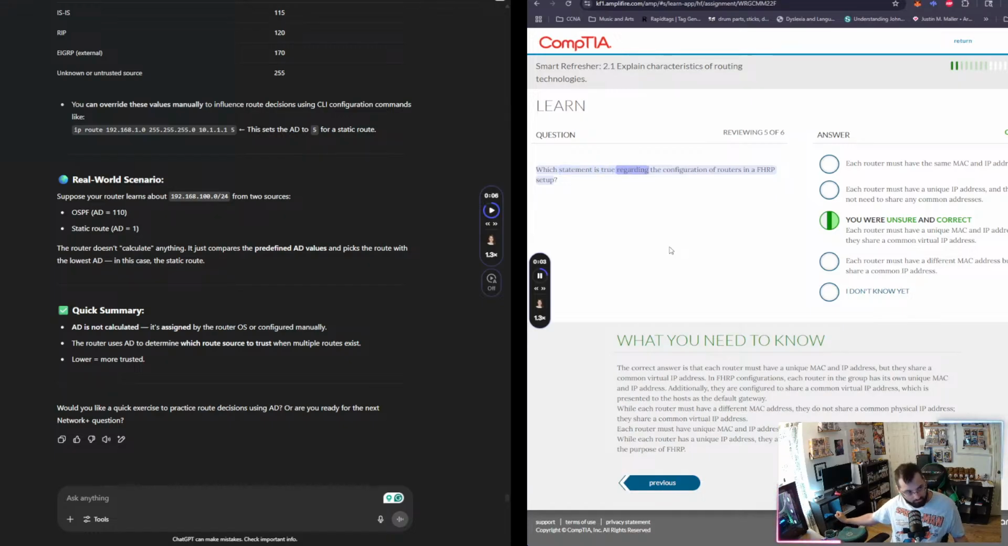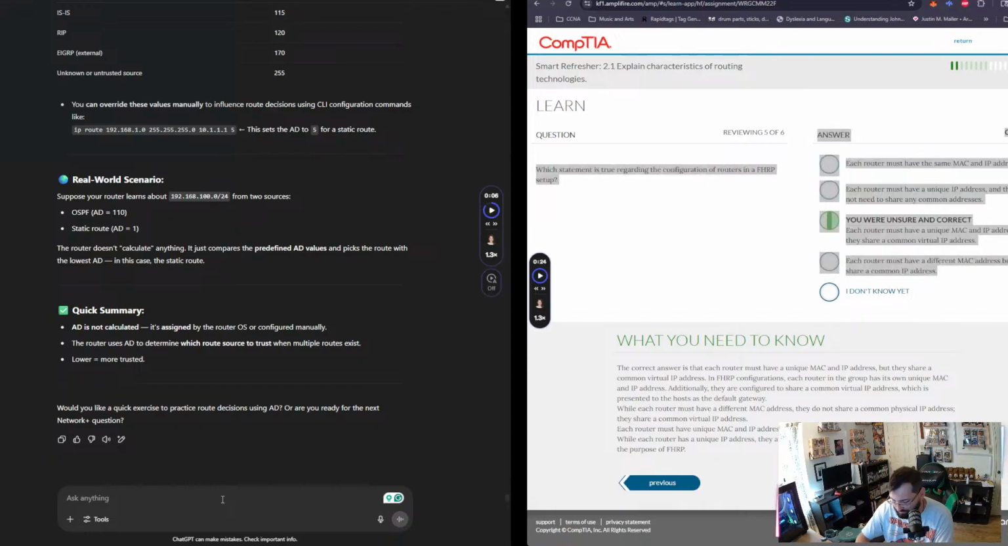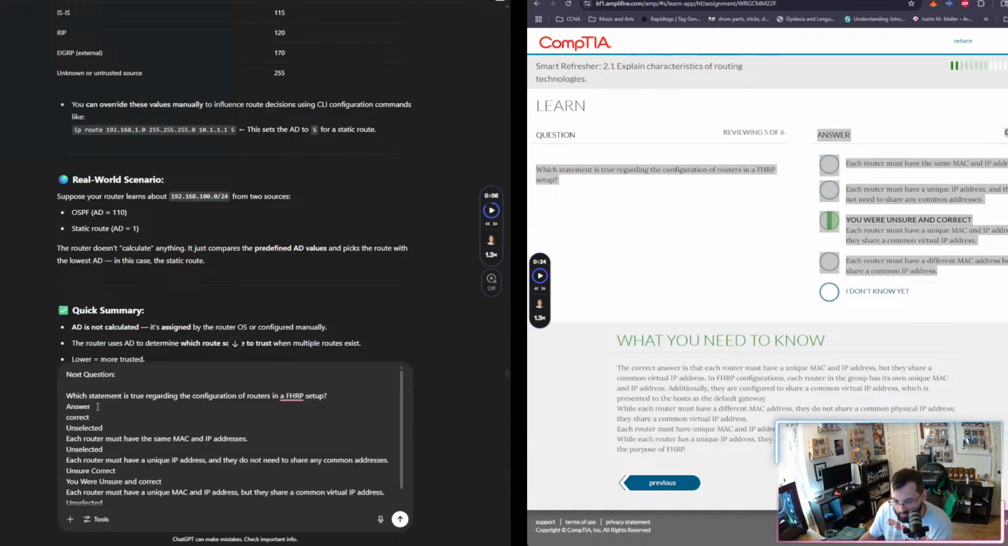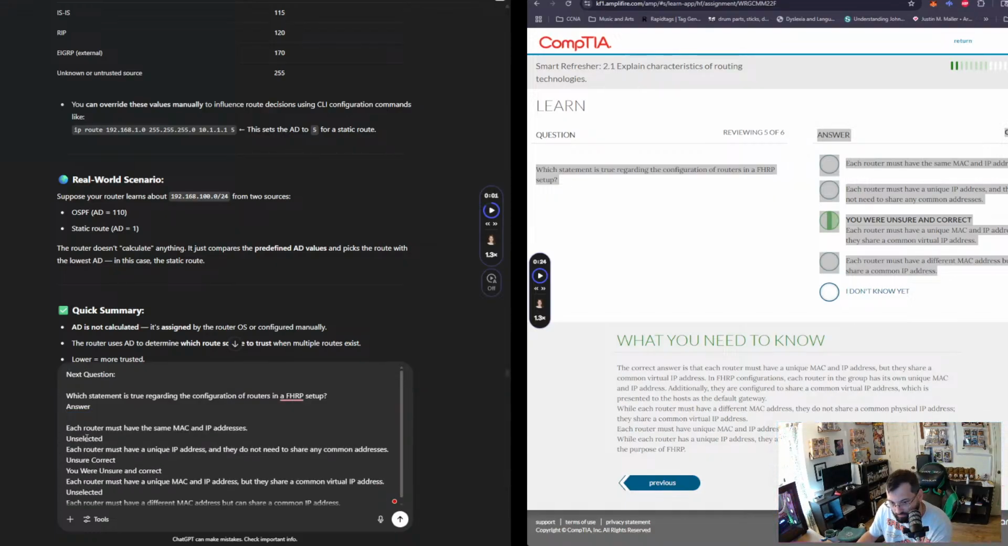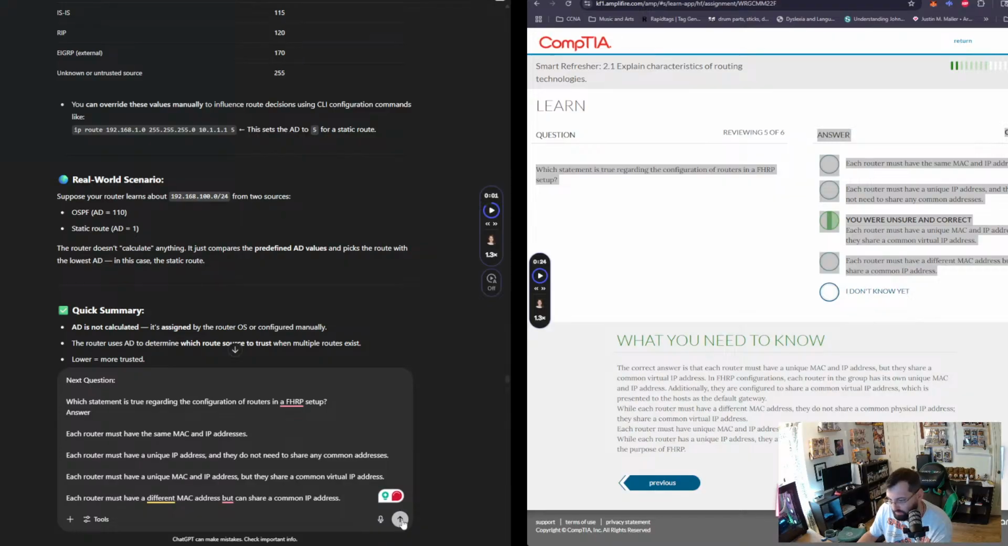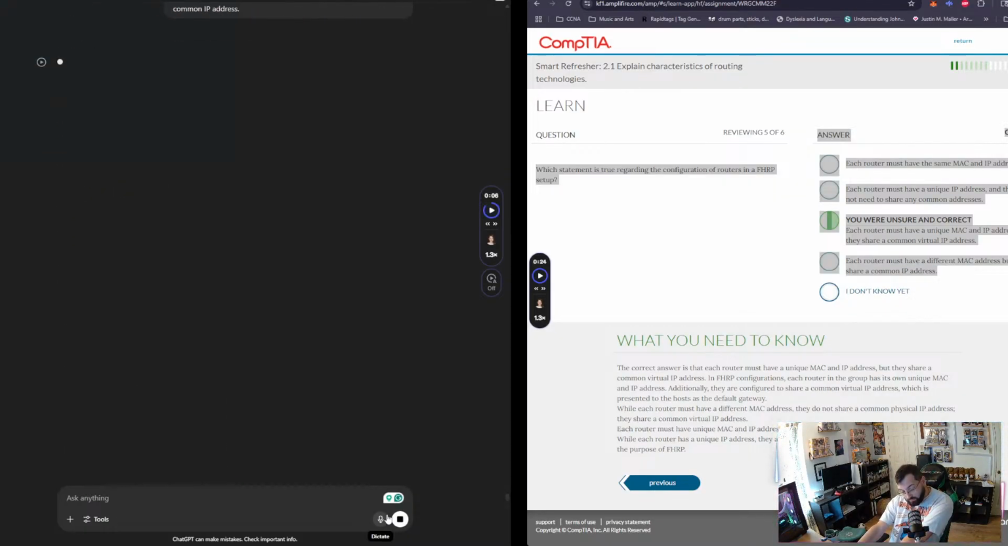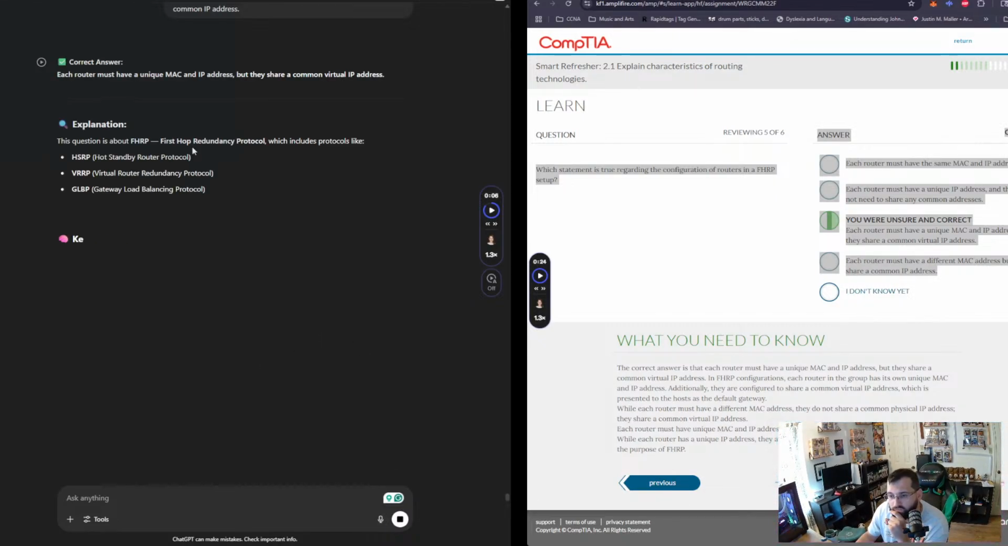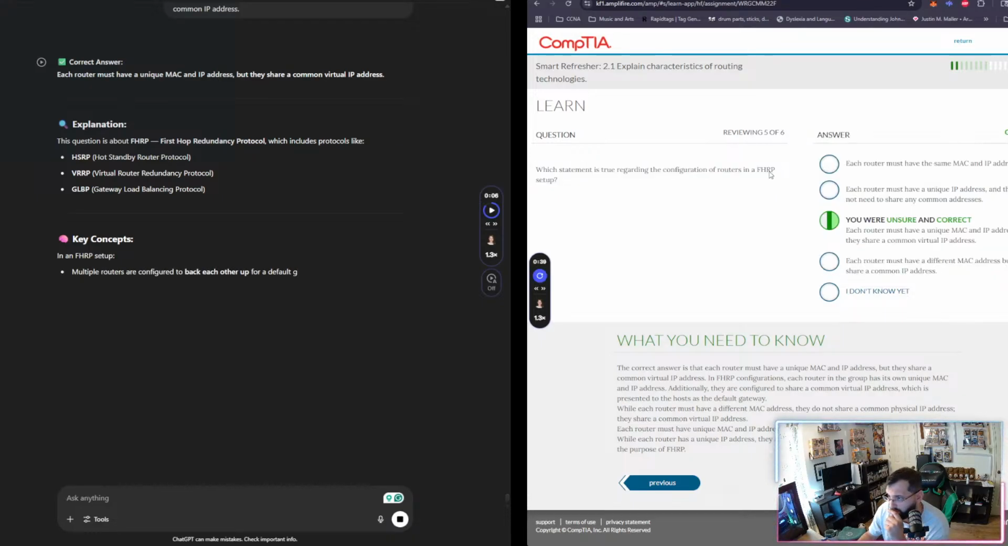Which statement is true regarding the configuration of routers in a FHRP setup? I want to make sure that I understood this. I explained it, but I felt unconfident with it. First hop redundancy protocol. Okay, that's also what I wanted to know. I want to know this acronym.